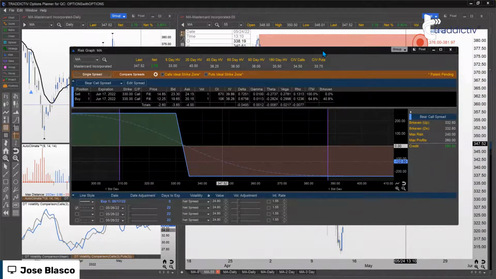Anyway, so what is it that we have here? We have a bear call spread. Okay, that's what we have. We have a bear call spread. So this is a credit trade that gave us $260 of credit, and therefore the most we can make is $260. And what's the most we can lose? 240. Okay, the most we can lose is 240. So where are we at the moment? We are currently underwater by 122.